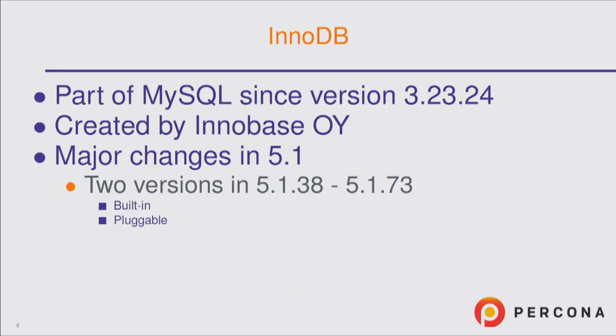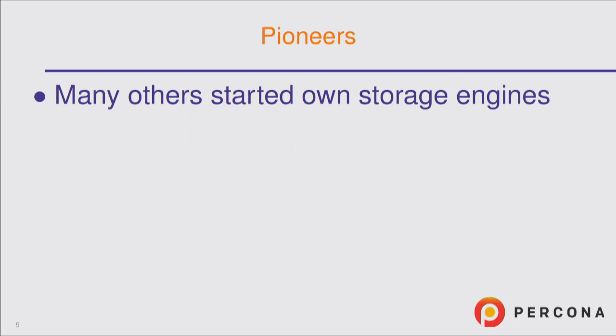Actually, two versions existed in versions 5.1.38 to 5.1.73. One is built-in, fully compatible with 5.0, and the second is pluggable. It's actually fully compatible with 5.0 too, but when it was first introduced, there was some question whether it was risky or not. Later in version 5.1, only one version of InnoDB stayed in the server, the one based on the pluggable version.